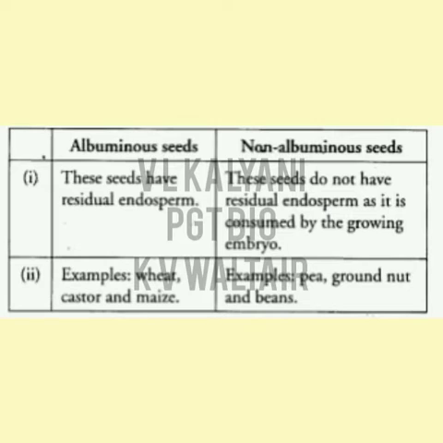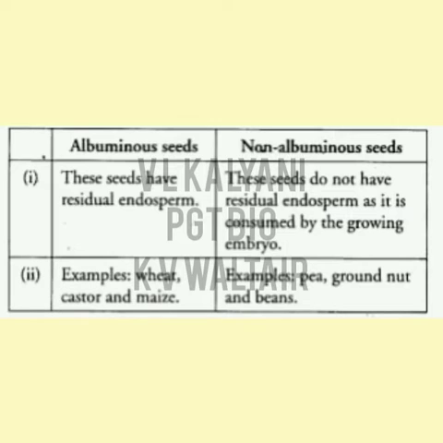Non-albuminous: there is no residual endosperm. The entire endosperm is consumed during the development of the embryo. Then that is called non-albuminous. Example, peas, groundnut and all.